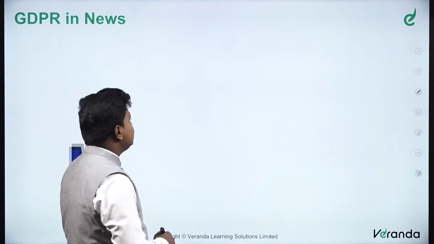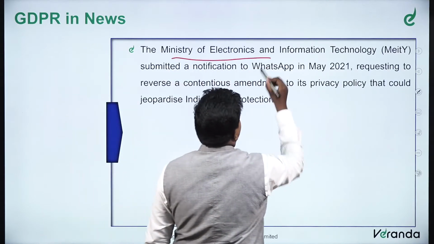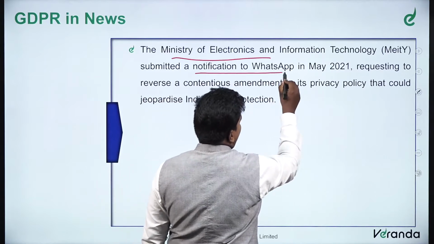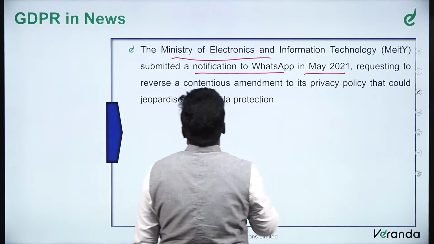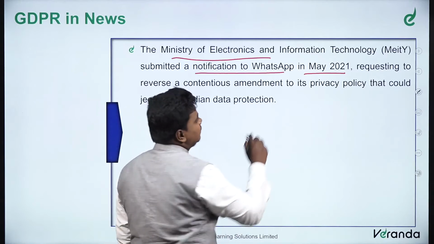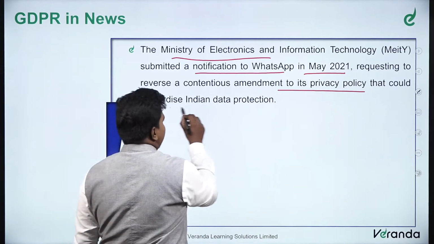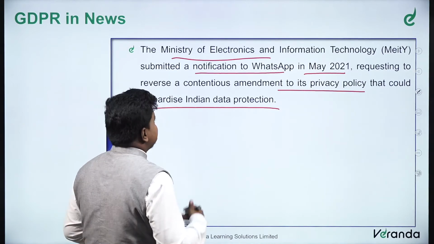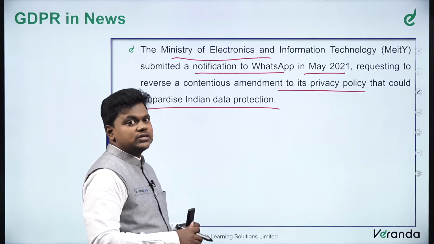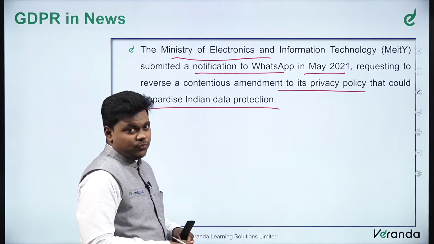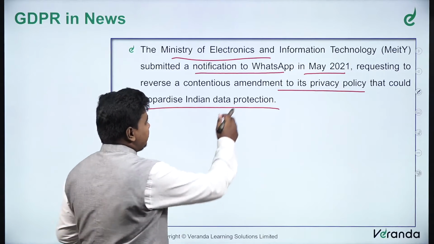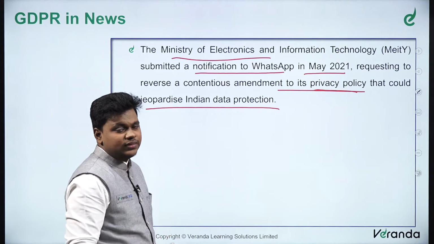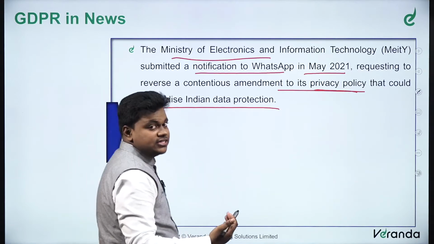Why is it in news? The Ministry of Electronics and Information Technology (MeitY) of India submitted a notification to WhatsApp in May 2021 requesting it to reverse a contentious amendment to its privacy policy that could jeopardize Indian data protection. The ministry sought an explanation because WhatsApp has updated its privacy policy, which may affect the privacy of Indian citizens. That is why the ministry sent such a notification to WhatsApp.